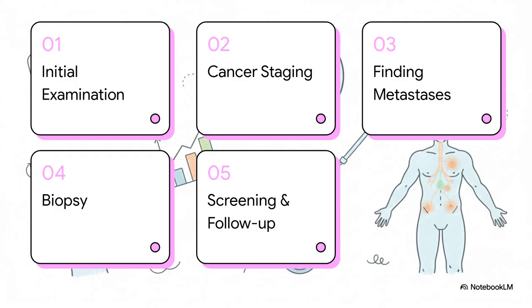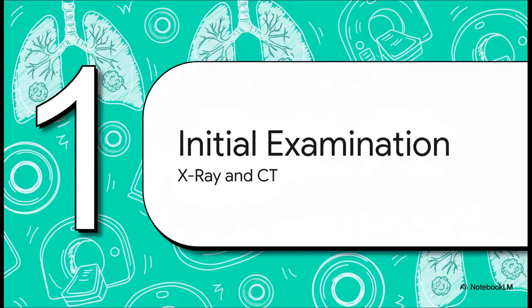Okay, so here's our game plan. We'll start with the initial exam, X-rays and CTs. Then we'll get into the super important topic of cancer staging. After that, we'll cover the search for metastases using things like PET-CT and MRI. Of course, we have to talk about morphological verification, which is just a fancy way of saying biopsy. And we'll wrap up with screening and follow-up. Let's dive in. All right, Section 1, the initial examination.